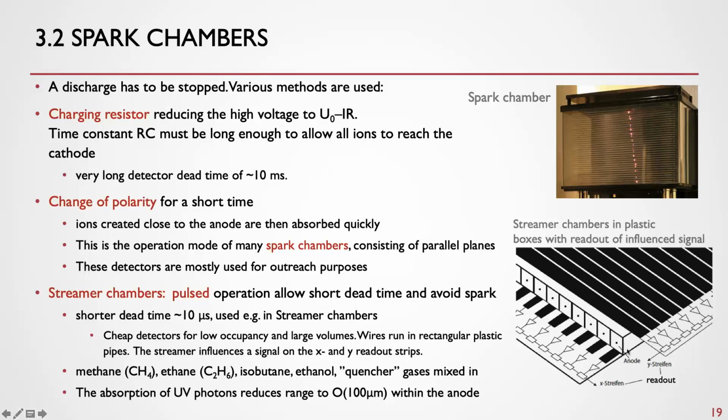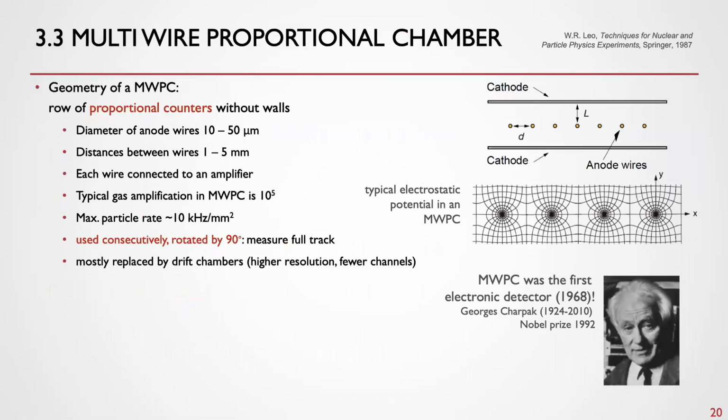These are just plastic rectangular tubes coated with high resistivity but still electrically conducting cathode surfaces that you then connect to a standard pulse power supply. So these are streamer chambers, sometimes used if very large detector volumes have to be filled and you don't have enough money.